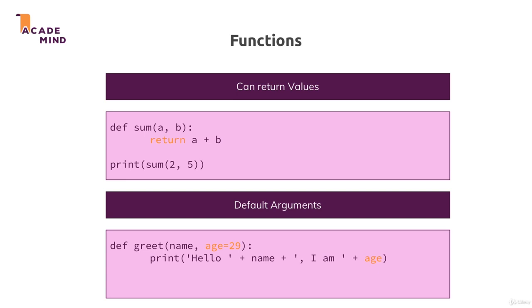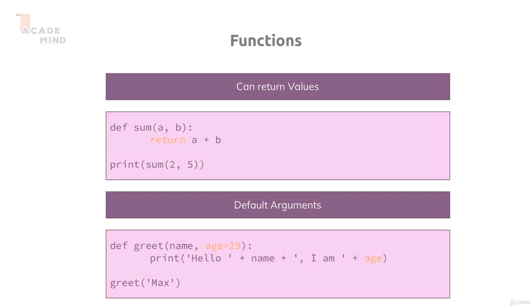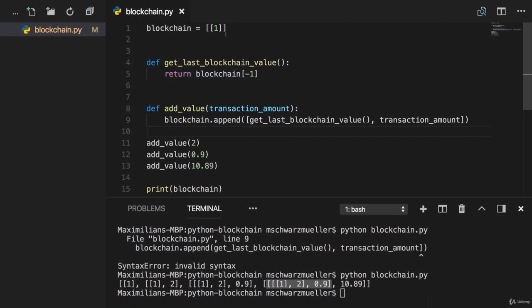And the interesting part, of course, is when we call the function, you see I actually don't pass a second argument. Without a default argument, we would have to do that. Otherwise, we'll get an error. But in this case, it works fine without it. Let's also use that in our blockchain example. We have a good use case for that with our starting value here.